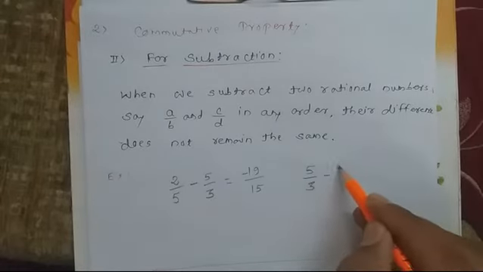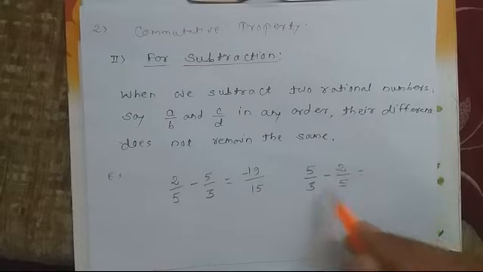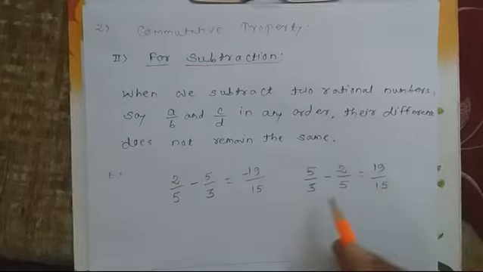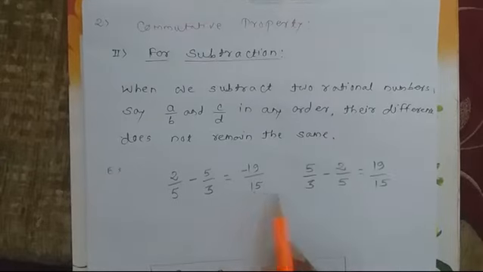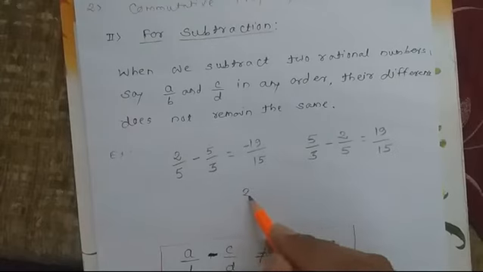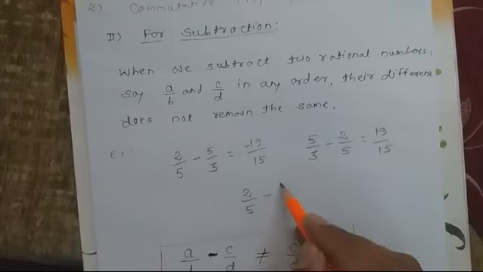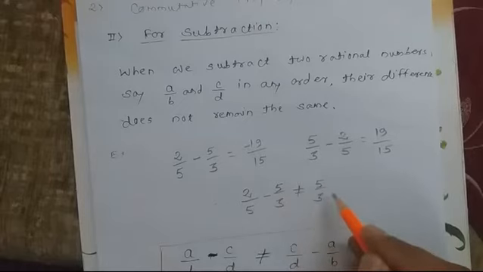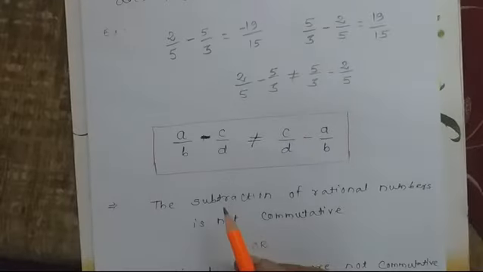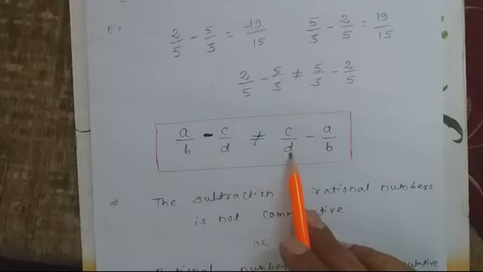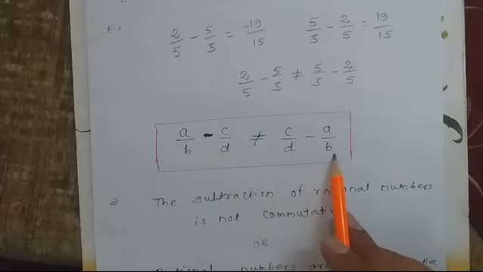What will happen if we change their place? 5 upon 3 minus 2 upon 5. What will be the difference of these two numbers? It will be 19 upon 15. See here, this is minus 19 upon 15 and this is positive 19 upon 15. Means we can observe that 2 upon 5 minus 5 upon 3 is not equal to 5 upon 3 minus 2 upon 5. Or in general words, a upon b minus c upon d is not equal to c upon d minus a upon b.